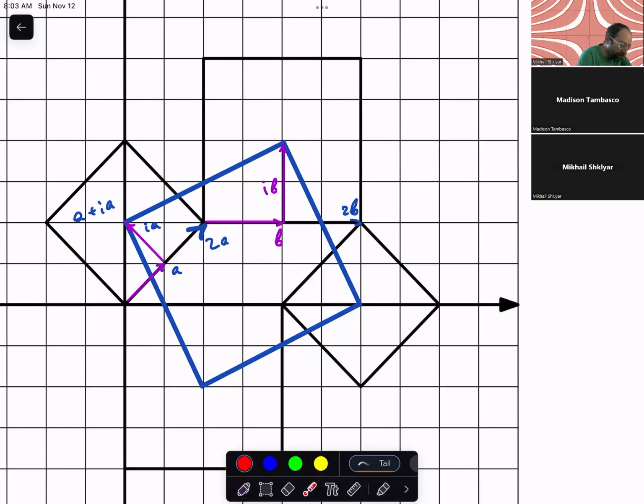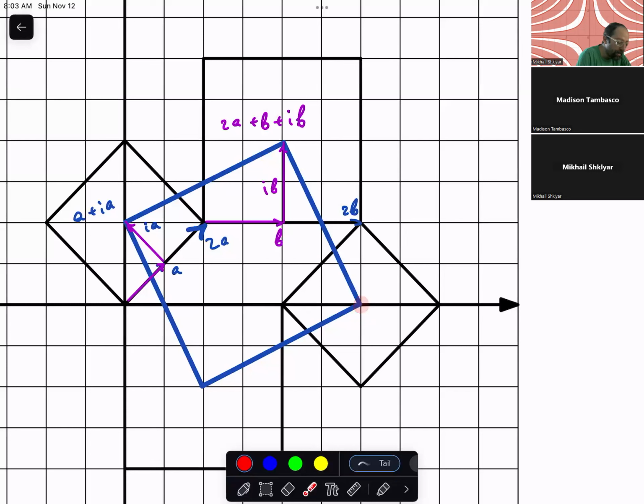So if I want to start from the origin, and I add a couple of vectors to get to the center of the second square, I need to add 2a, and I need to add b, and I need to add ib. So this is essentially 2a plus b plus i times b. Okay? All right. So far, so good. Let's get to the third center.